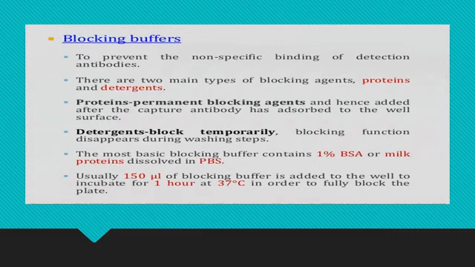The most basic blocking buffers or the type we use is 1% bovine serum albumin اللي هو 1% BSA or milk protein هو الحليب الباودر dissolved in PBS اللي هو phosphate buffer saline. Usually we add 150 microliter of blocking buffer to the wells to be incubated for 1 hour at 37 centigrade in order to fully block the plate.